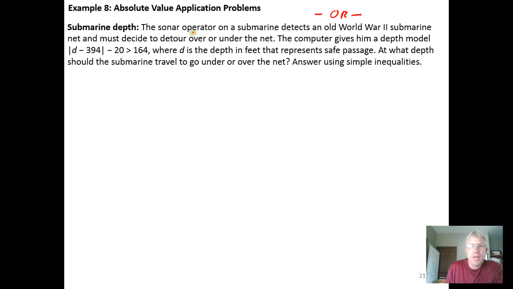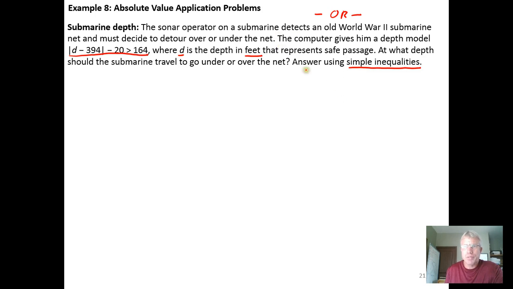It says the sonar operator on a submarine detects an old World War II subnet and must decide to go over or under the net. The computer gives a depth model right here, where D is the depth in feet that represents safe passage. At what depth should the submarine travel to go under or over the net? Answer using simple inequalities. And by simple inequalities, it's just saying that you don't need to use, for example, interval notation, although we probably would want to answer in a complete sentence because it is a story problem.